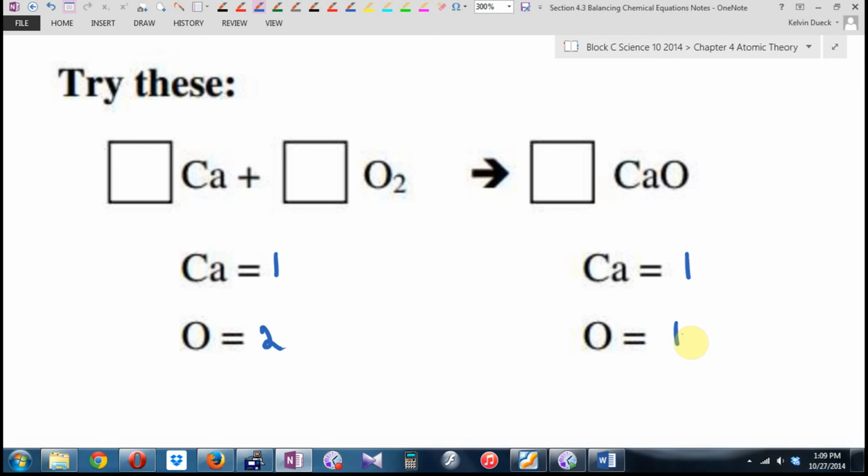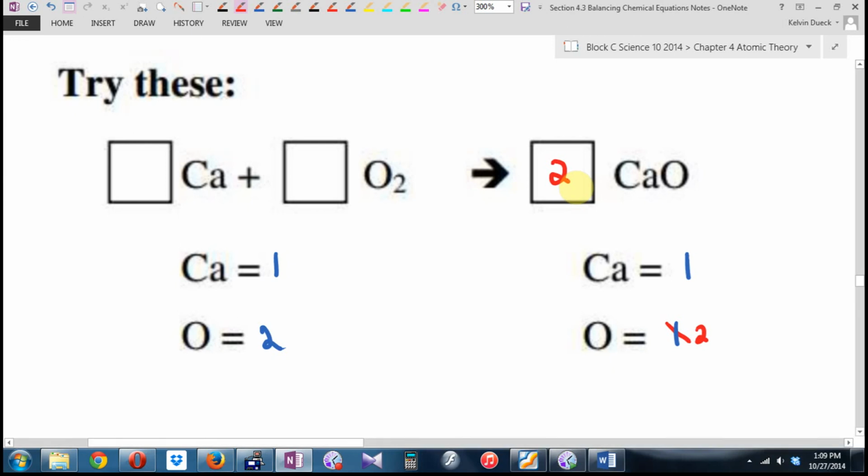So let's see, which is the unbalanced part? Calcium or oxygen? So let's start working with oxygen. How many oxygens are there on the left? What did you say? 2. How many do I need on the right then? 2. So I'm going to say, to make that a 2, I need to multiply by 2. But what else does that change?